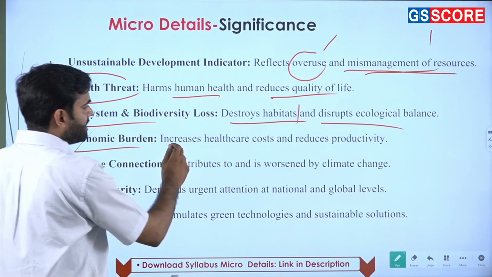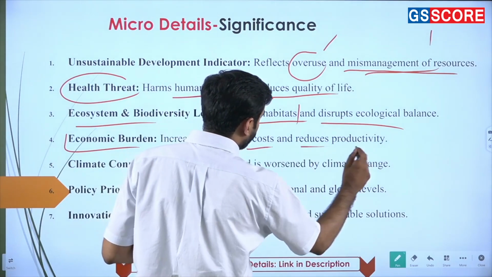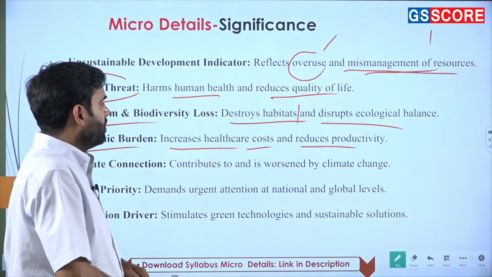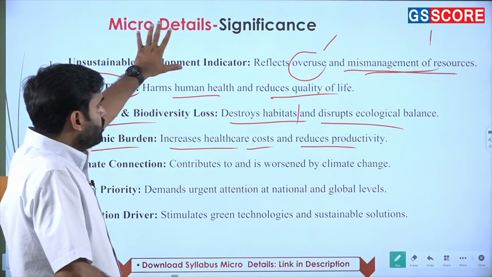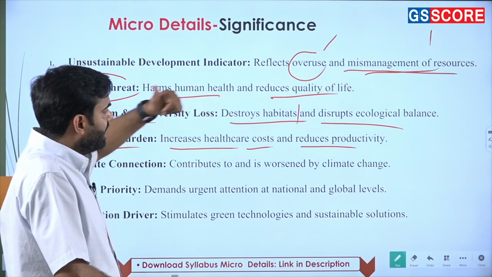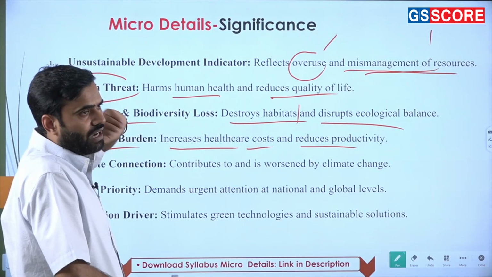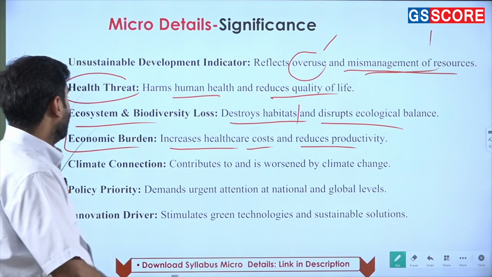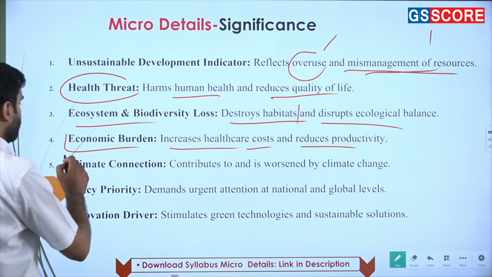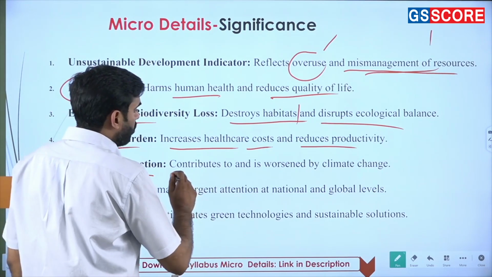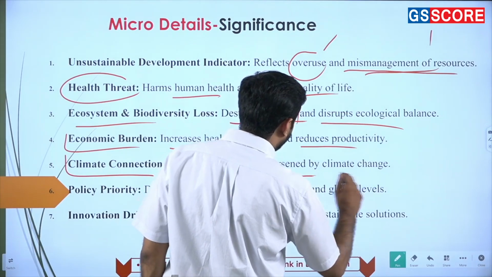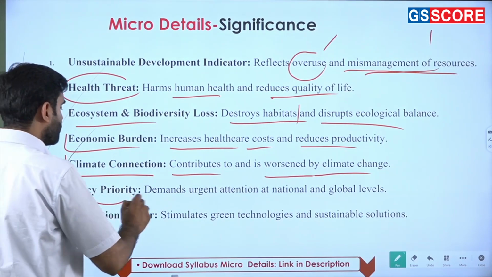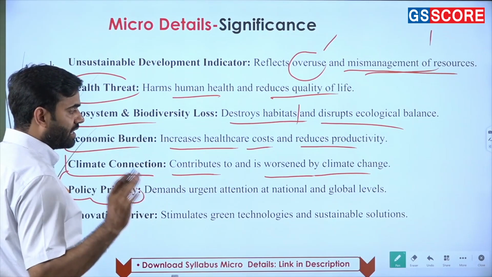Economic burdens, increased health care cost and reduced productivity, and you have seen in Corona, take 2020 and 2021, that was a time. So due to pollution, health care cost increases and productivity reduces, and frequently the poor and marginalized section of society falls sick. So directly or indirectly it's a burden on the government. Climate connection, contributes to and is worsened by climate change. You can add all these important areas. And the last one, policy priorities, demand urgent attention at a national and global level.